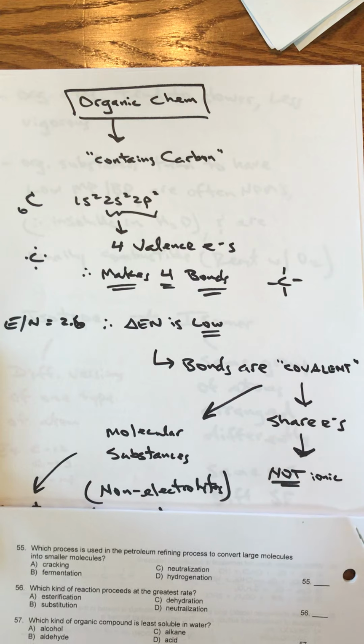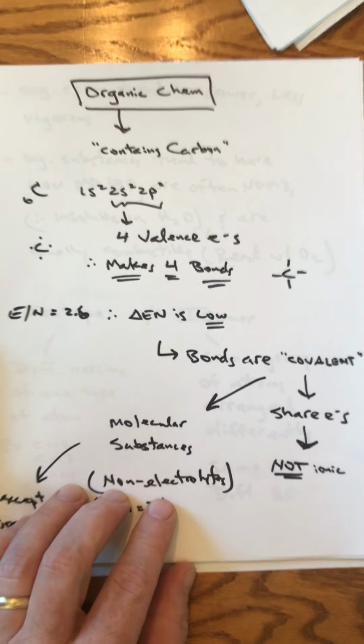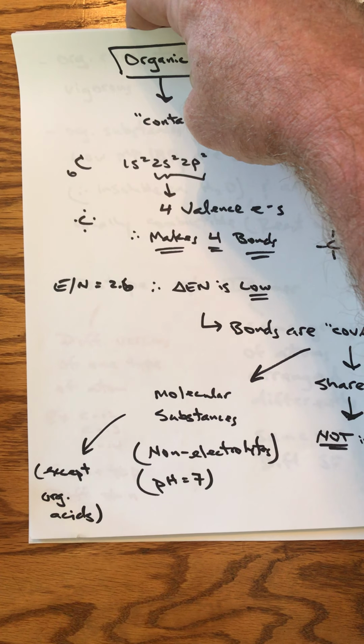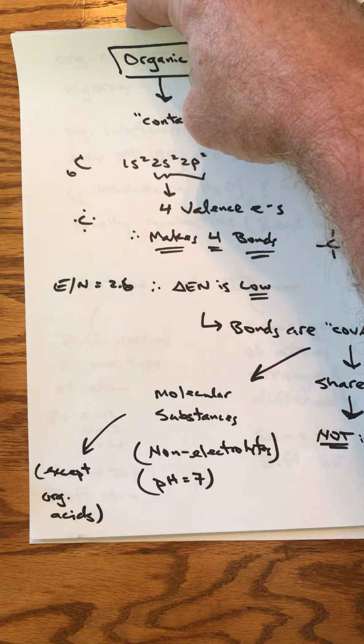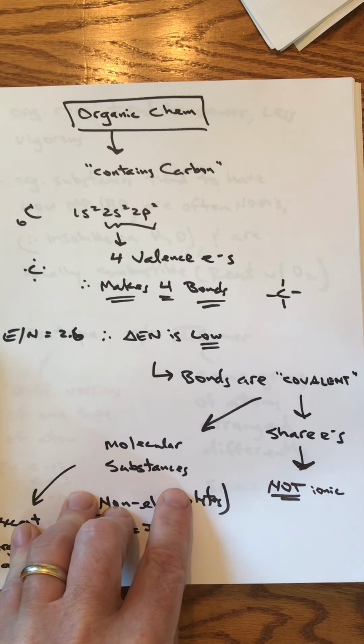These are molecular substances. They're non-electrolytes. They're not ionic. The exception being organic acids. We just finished our unit on acids and bases. When the molecule has COOH at the end of it, that end H tends to detach, and that molecular substance becomes effectively ionic.